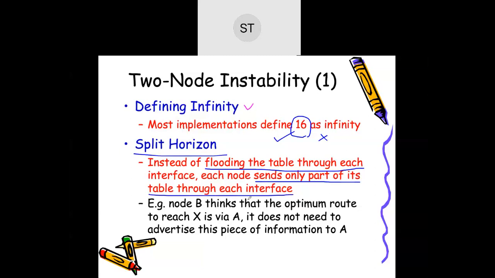So node B thinks that the optimal route to reach X is via A. So it does not need to advertise this piece of information to A. While exchanging the table, B will not send A the entries that are through A. That will resolve the problem. Got the idea?